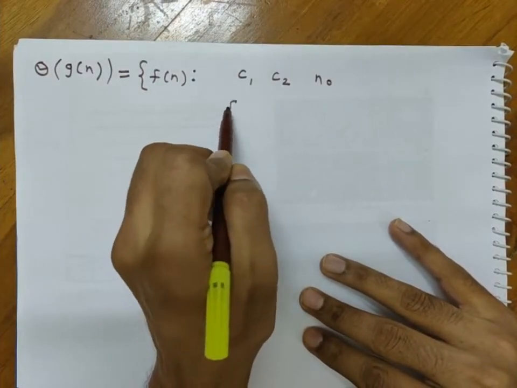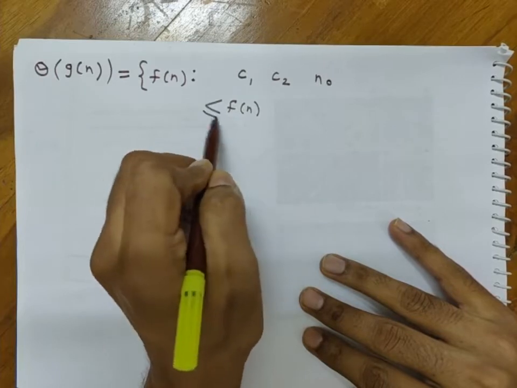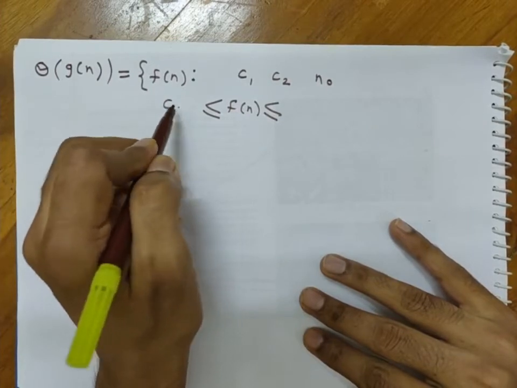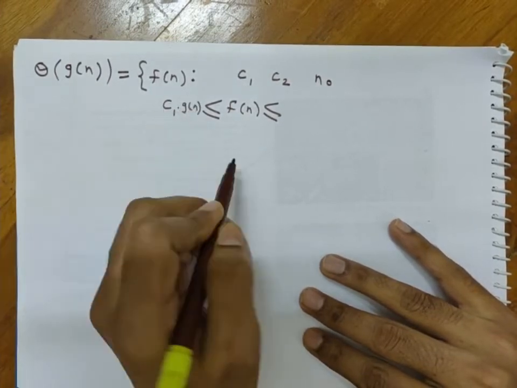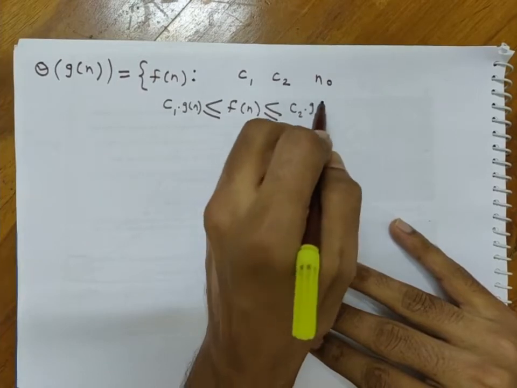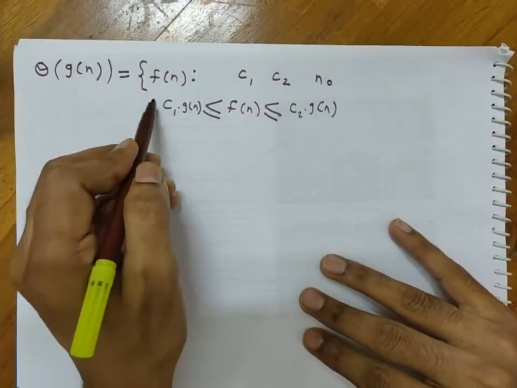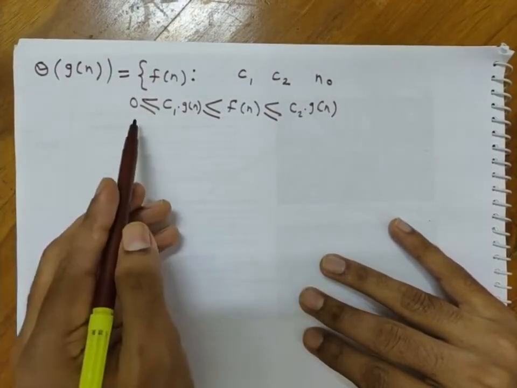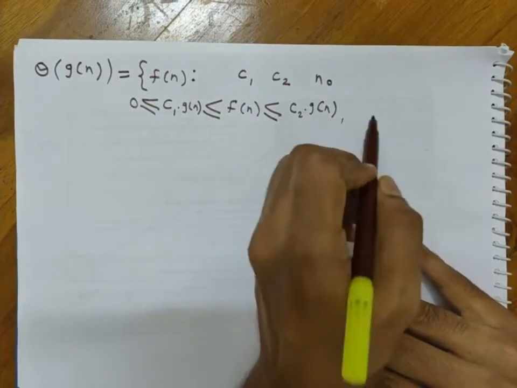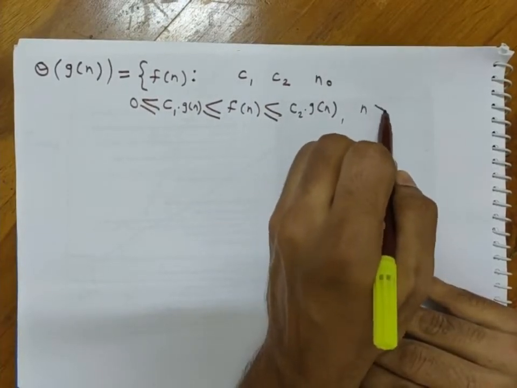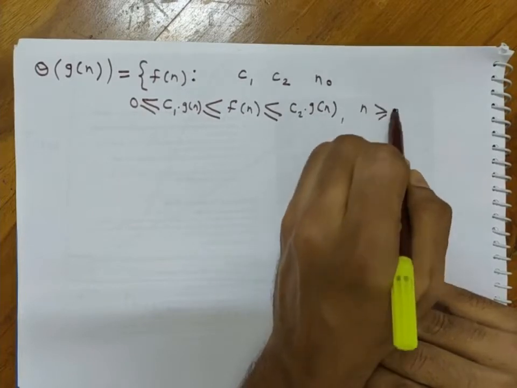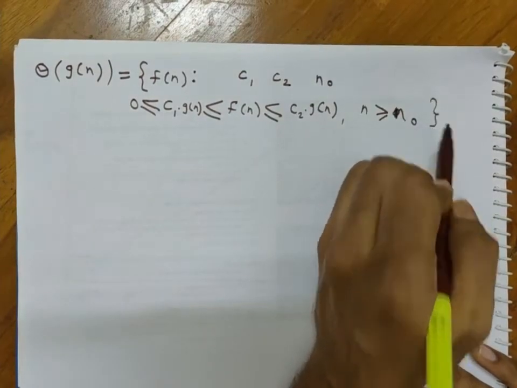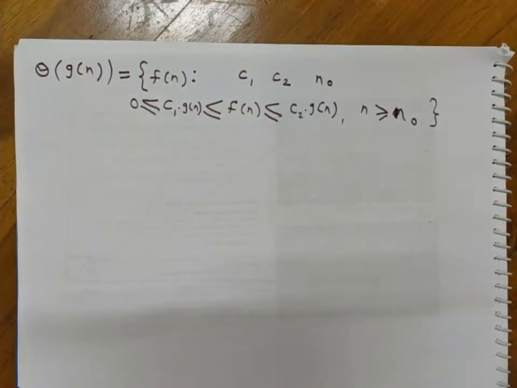So we should be able to find three constants, c1, c2 and n0, in such a way that if we take this function f(n), we should be able to sandwich our f(n) between two functions, c1 multiplied by g(n) and c2 multiplied by g(n). Okay, and all of them should be non-negative. And this should be true for all the values of n which are greater than or equal to n0. Okay, so that's what we mean by this set theta of g(n).